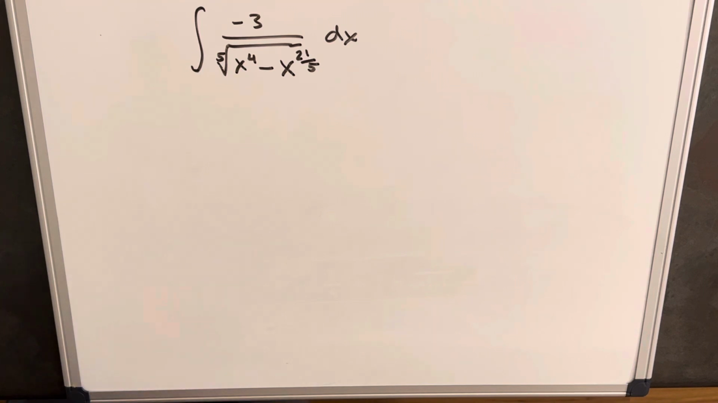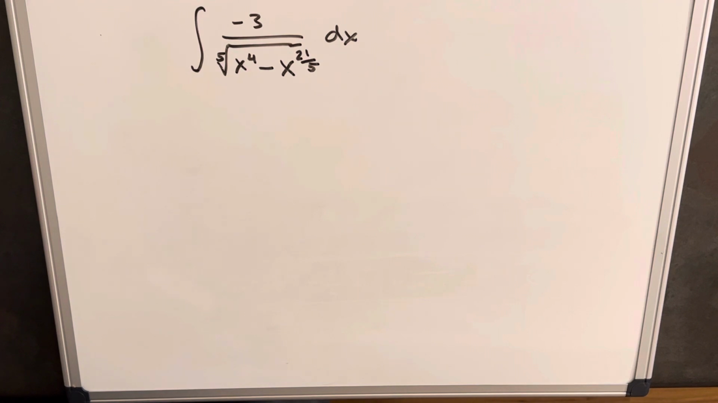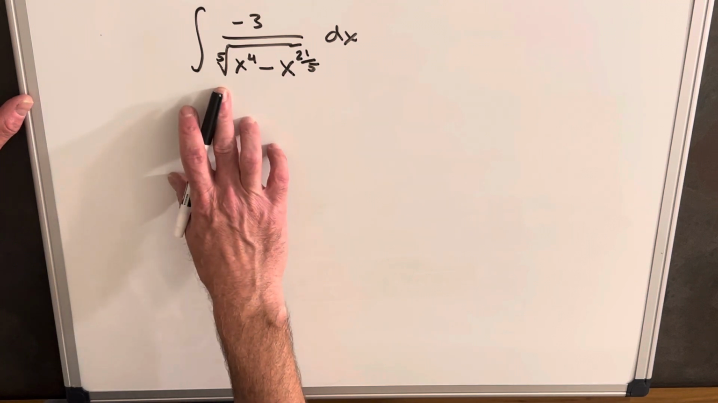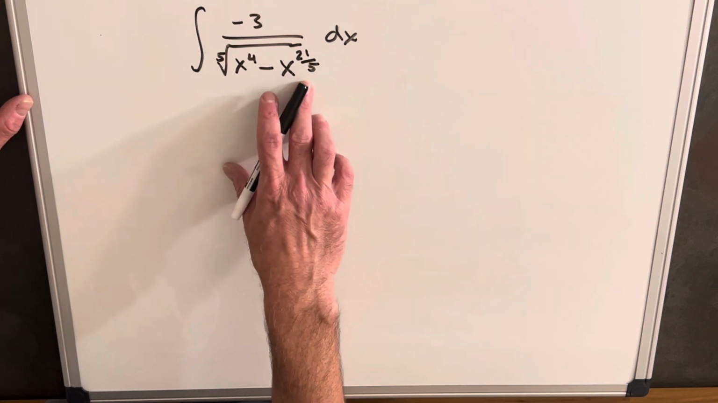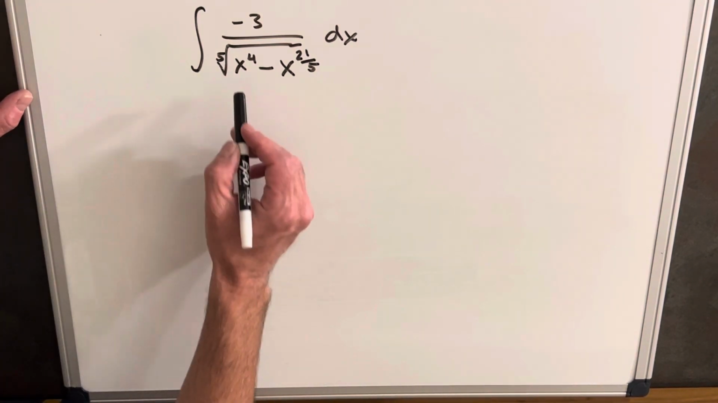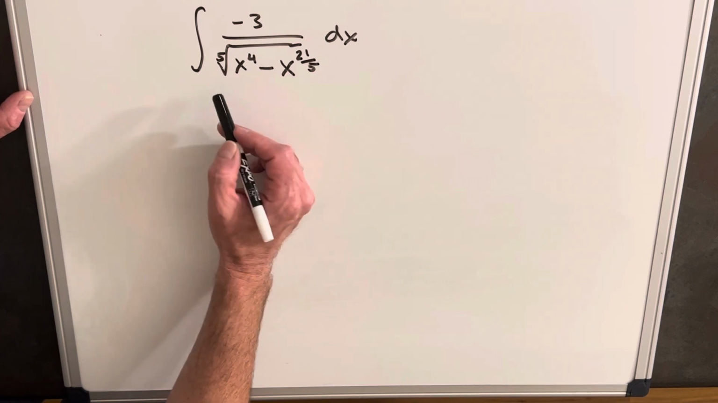You have on the board the integral of minus 3 over the 5th root of x to the 4th minus x to the 21/5. I did have a similar integral not too long ago where I think it was a 4th root, but here we have a fraction for the exponent. It's a little different. But again, I think what we want to do is take either x to the 4th or x to the 5th outside of the radical.